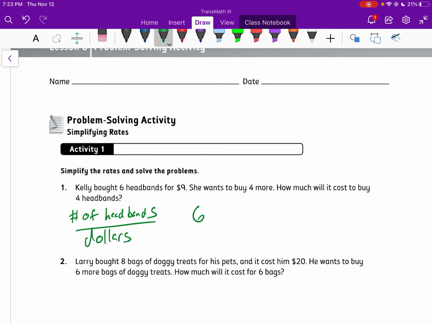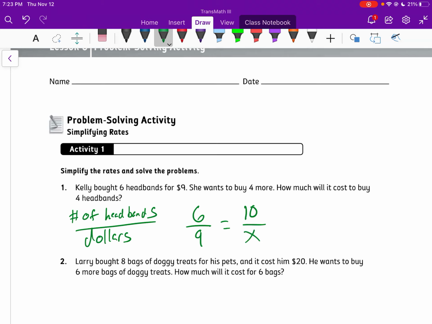Now, in this case, she bought 6 headbands for $9. Now, she wants to buy 4 more. How much will it cost to buy 4 headbands? Okay, so when we do this, 4 more headbands would get us to 10. And then we're trying to figure out how many dollars it would be. The reason it's 10 is due to the fact that 4 more than 6 is 10. So we need to figure out that cost.